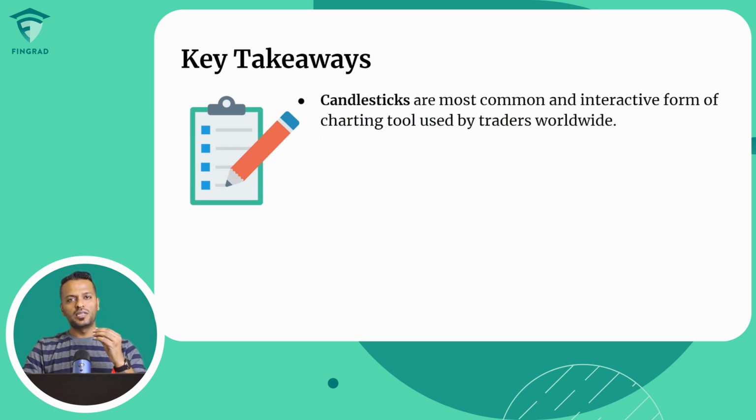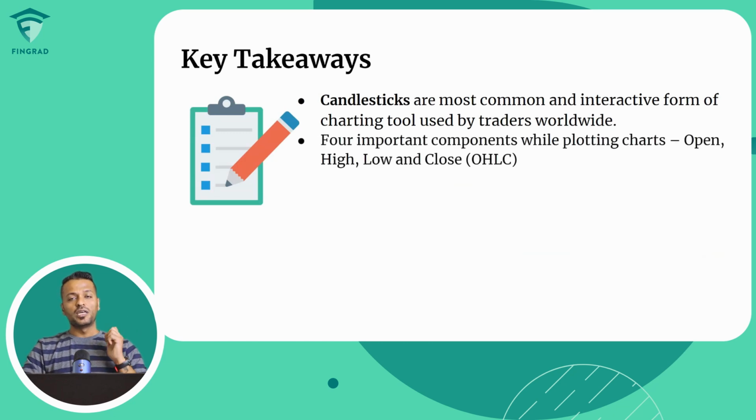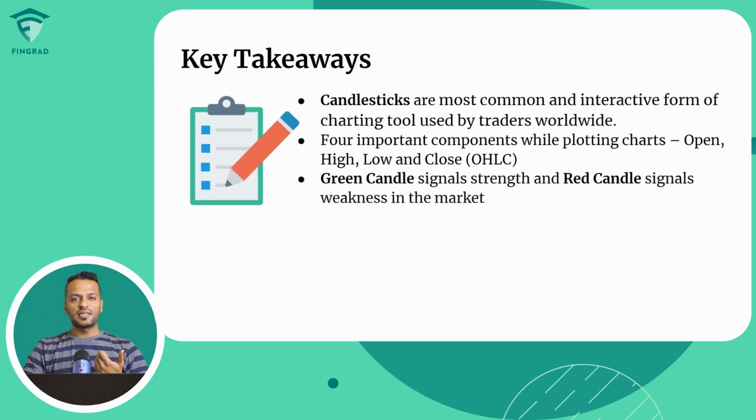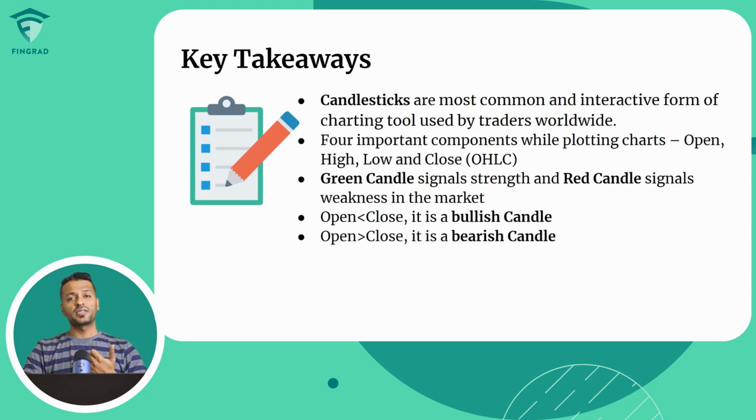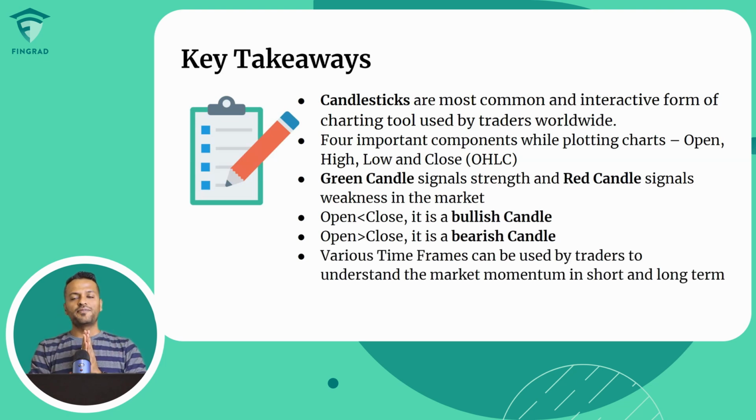Candlesticks are the most commonly used and one of the most attractive forms of charting tool. There are four important components of a candlestick which are abbreviated as OHLC, that is open, high, low and close. The green candle signals strength and the red candle signals weakness. If the open of the candle is below the close of the candle, we can say the candle is bullish, and similarly if the open of the candle is above the close of the candle, you can say that the momentum for the day is bearish. Most importantly, various time frame charts can be plotted using simple candlesticks, and they will give you good communication about the feel for the market.